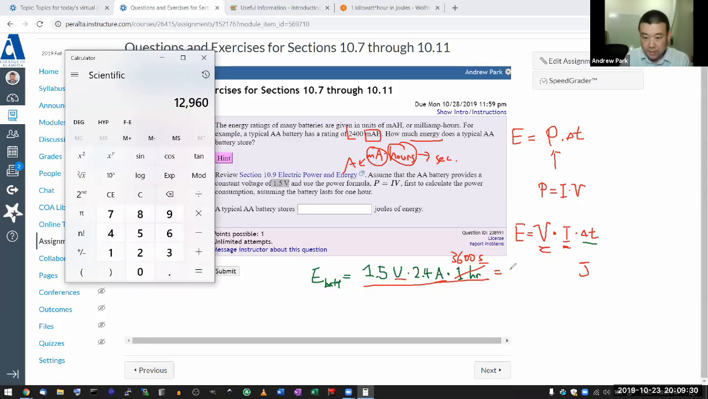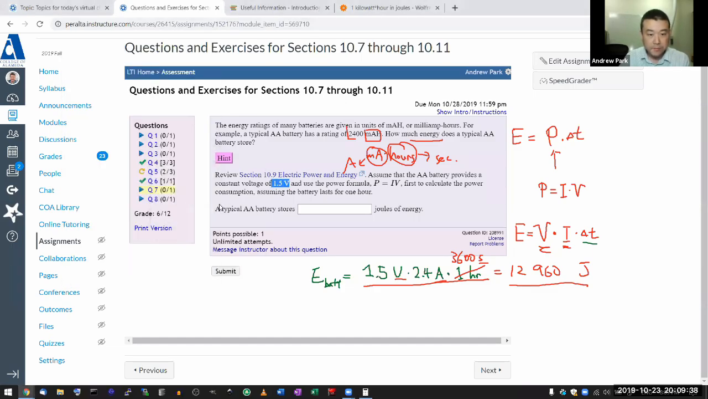12,960 joules. So let's put that in, make sure that it's the correct answer. The typical AA battery stores 12,960 joules.